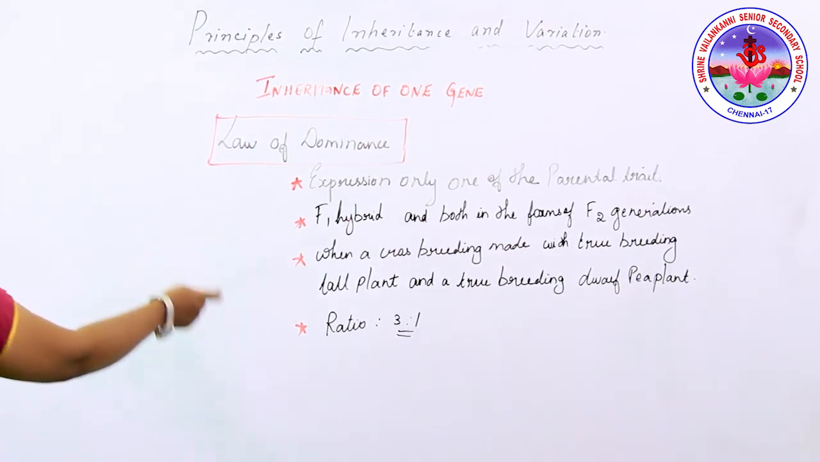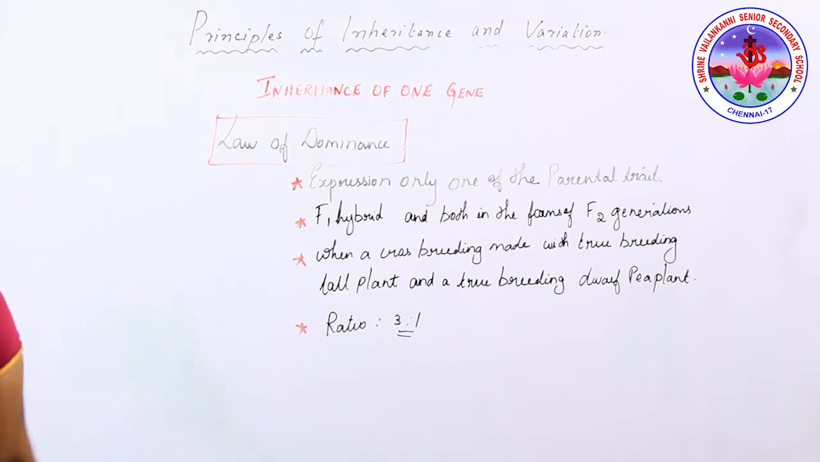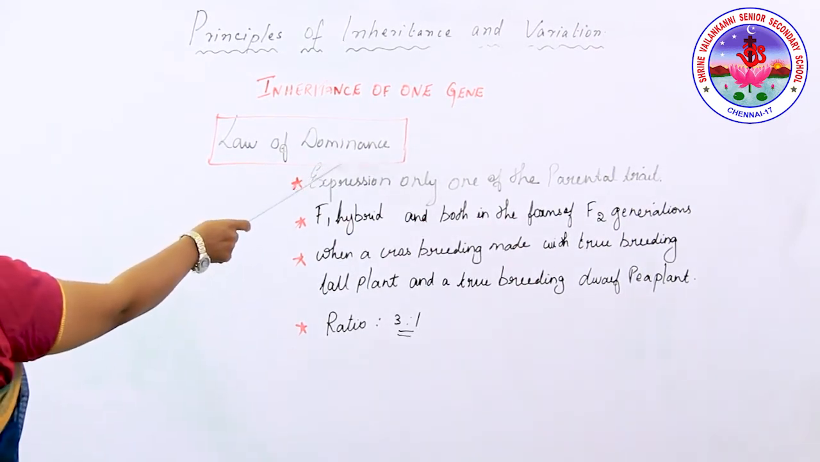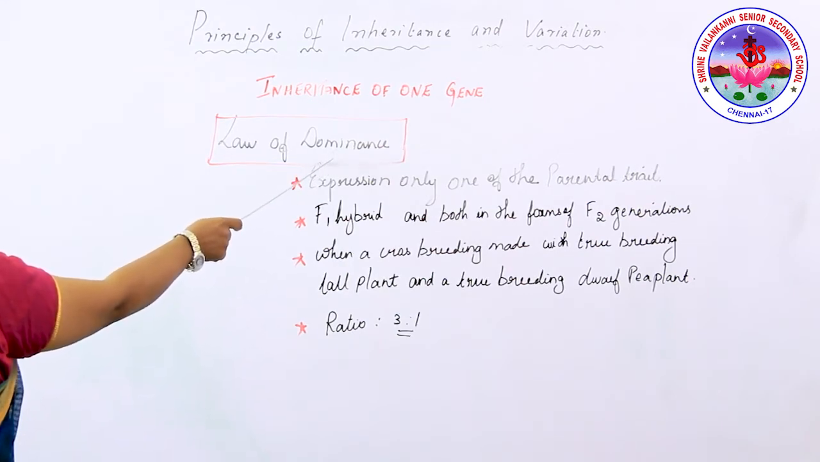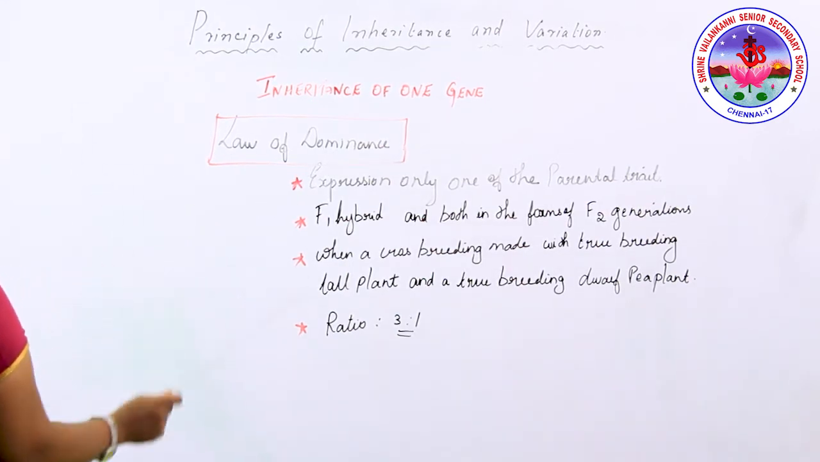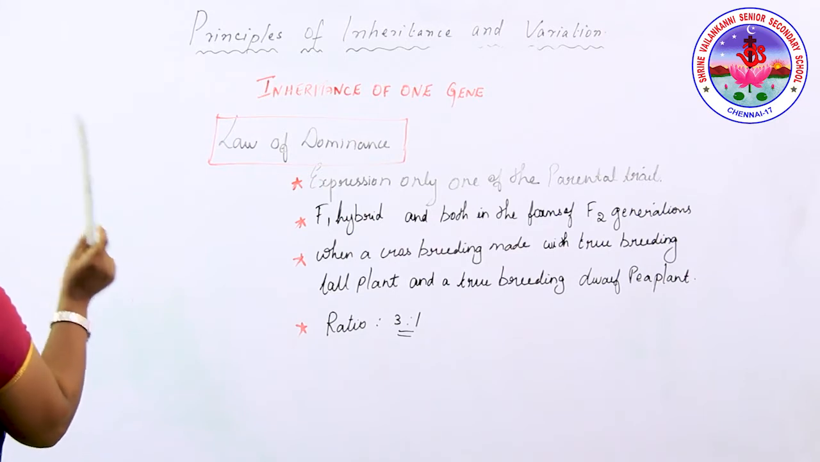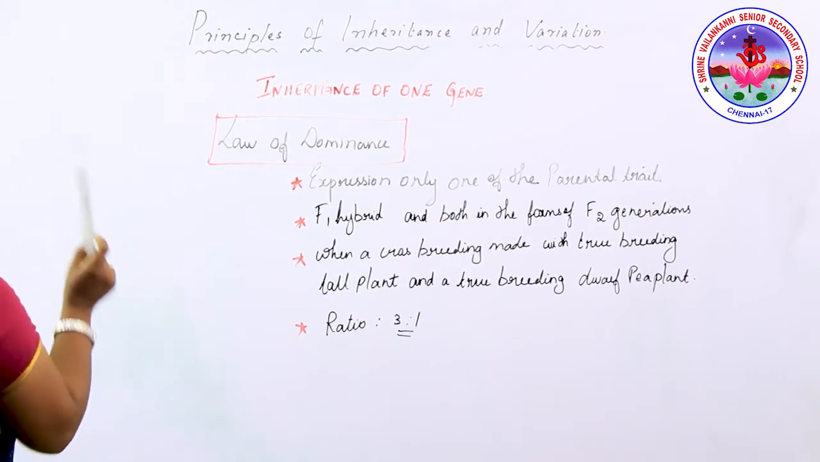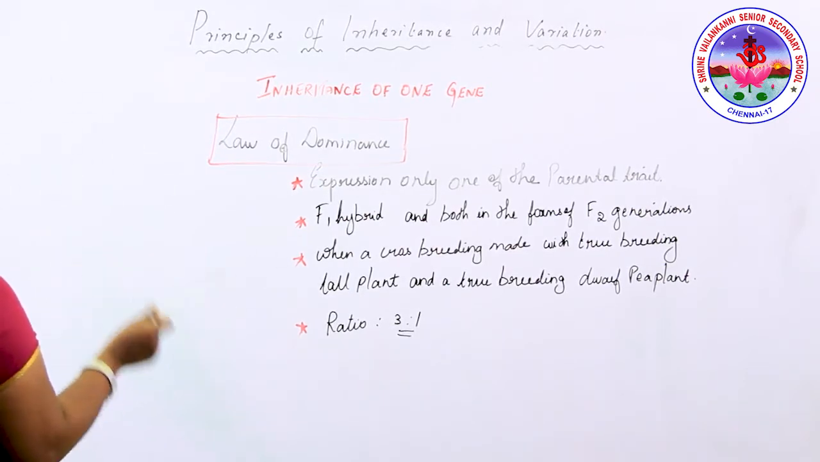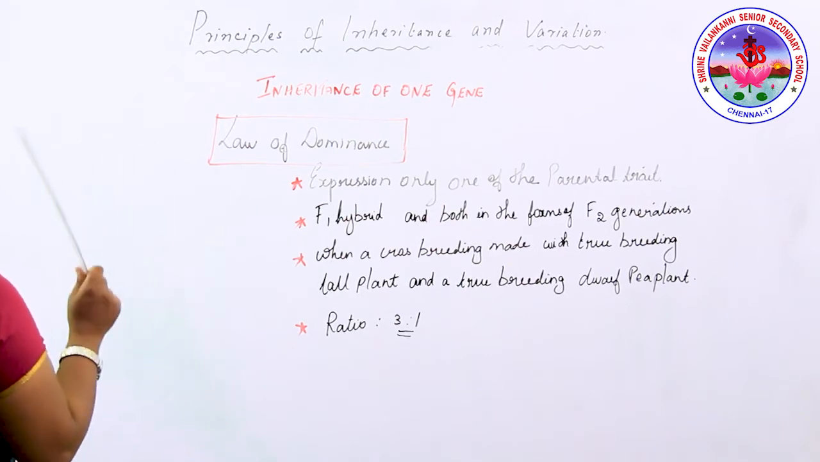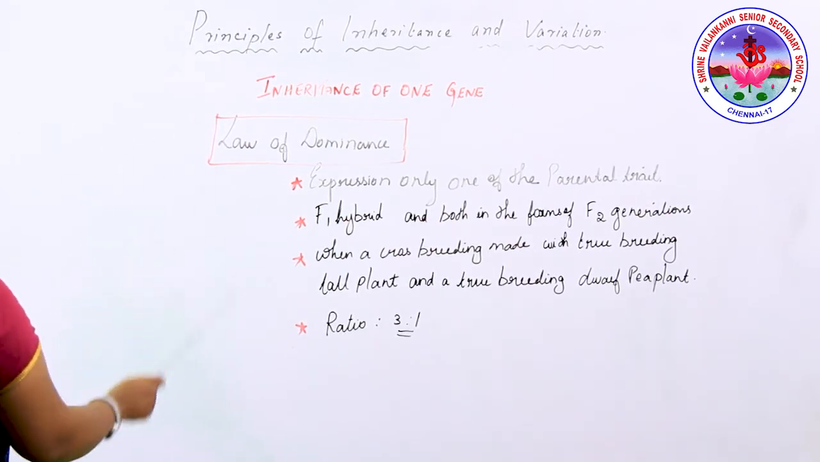In this law, we studied more about the dominant and recessive characteristic features. First, I'm going to explain what dominance is. When a factor, and what is a factor? The characters are controlled by discrete units called factors. So what are the factors? They are the dominant and recessive.